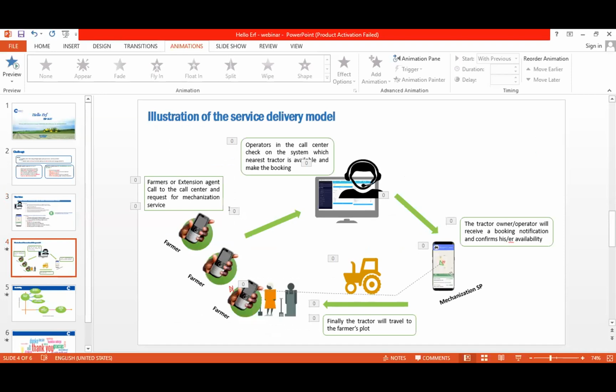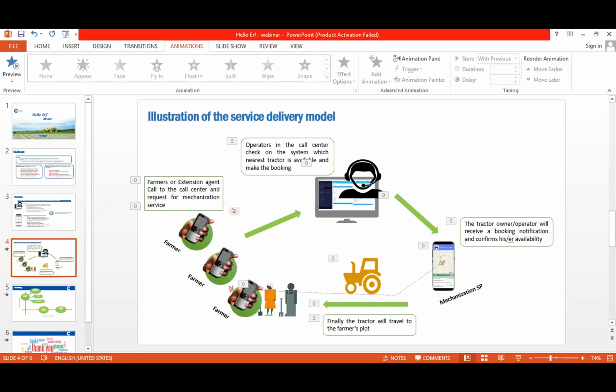So the overall illustration of the services, as you can see: calls come into the call center, the operators make the bookings, and confirmation is made by the mechanization service providers. Then on that specific confirmed day, the tractor will be available for that specific cluster in most cases, because a cluster has to be formed for the farmers to get the service.